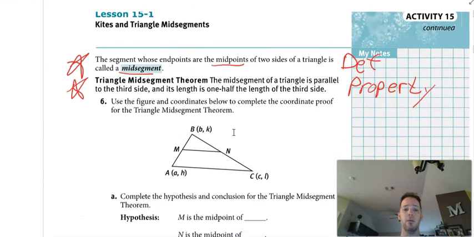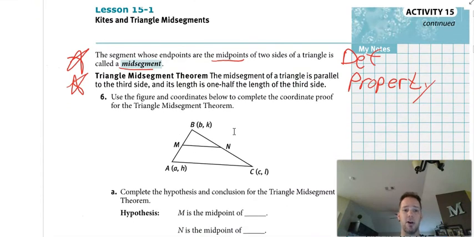All right. Moving on, we now need to focus on the midsegment of a triangle. The segment whose endpoints are the midpoints of 2 sides of a triangle is a midsegment. So whenever you have a segment, like MN right here, where each endpoint is the midpoint of a side of a triangle, so M is right in the middle here, and N is right in the middle of that side, that means that MN is a midsegment.